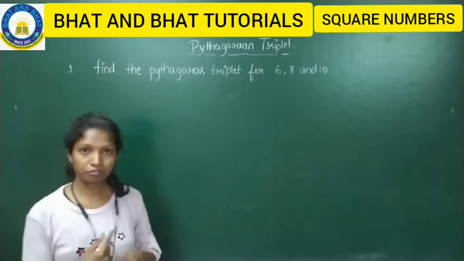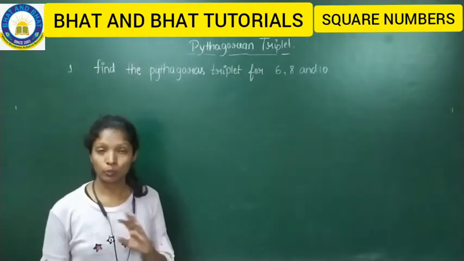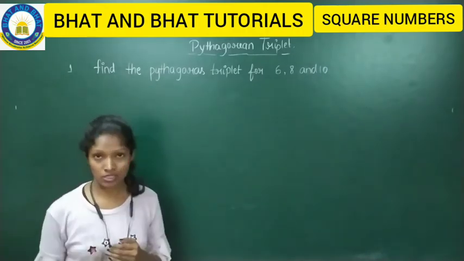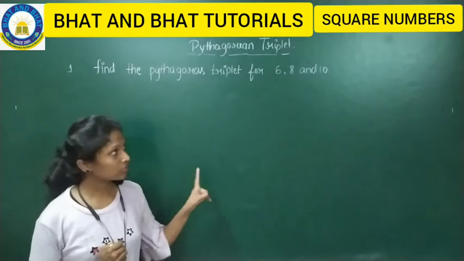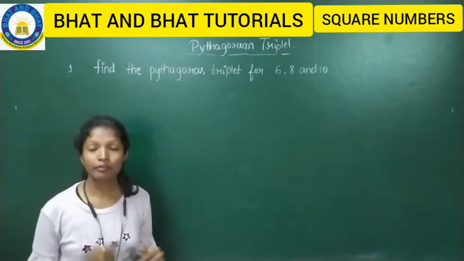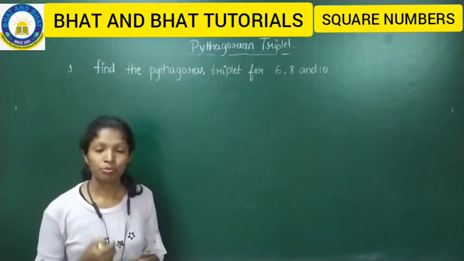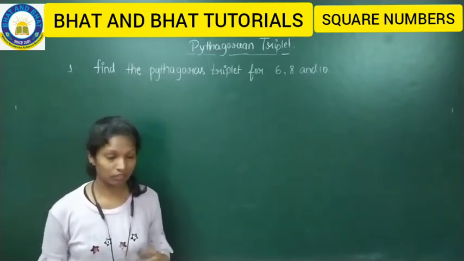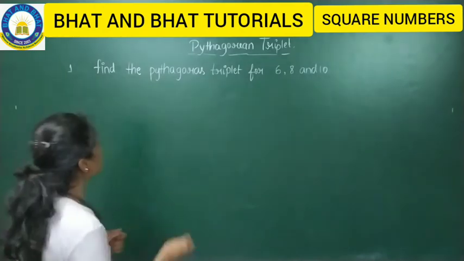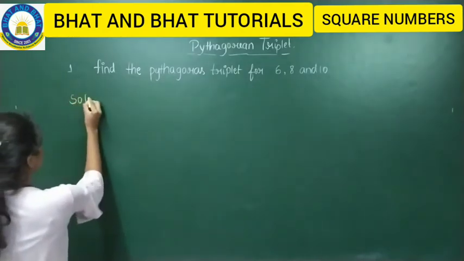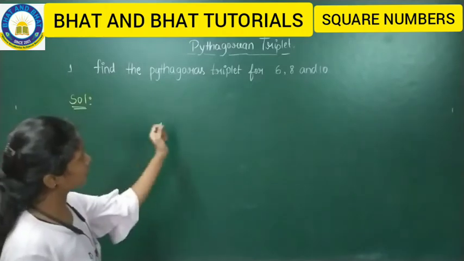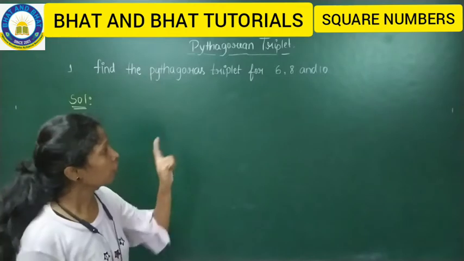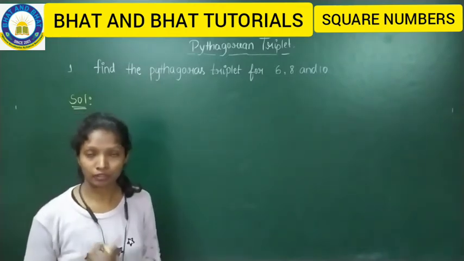So how to find the Pythagoras triplet? Based on the Pythagoras theorem, we are going to find the Pythagoras triplet in two forms. This is one form and the other one is the general form. This form is based on the Pythagoras theorem that we solved in the last session. Let's move on to the solution here. Find the Pythagoras triplet for 6, 8 and 10. There are three numbers, and for these three numbers you have to find the triplet.